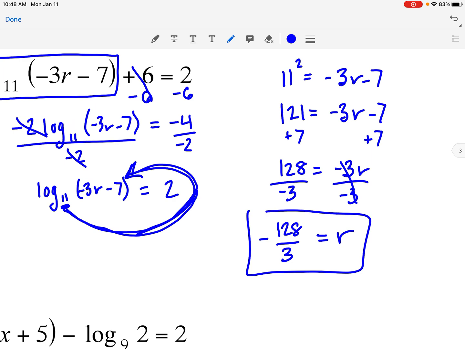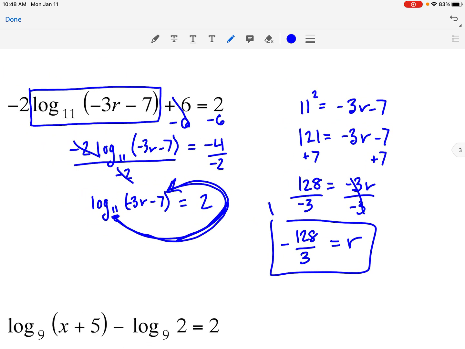Okay, again, I have to make sure when I plug it in, it doesn't give me a negative number or a 0 on the inside, so let me check that real fast. So negative 3 times 128 over 3 gives me positive 128 minus 7. That's definitely going to be a positive number. So since I get a positive number on the inside, then check, that is my answer.